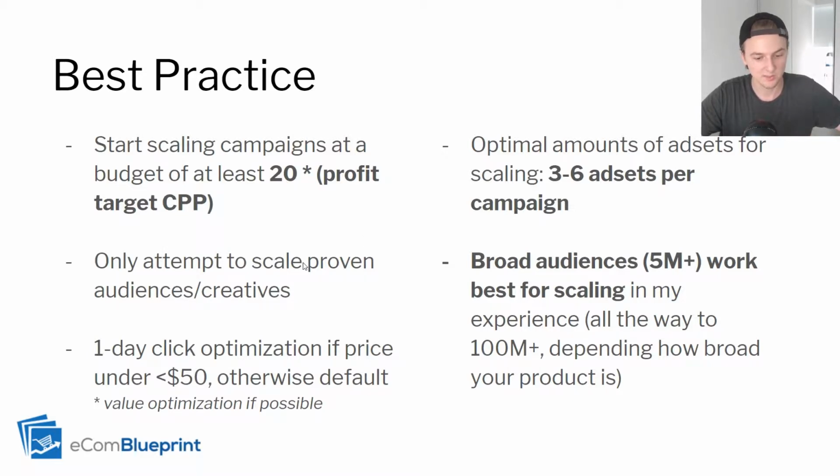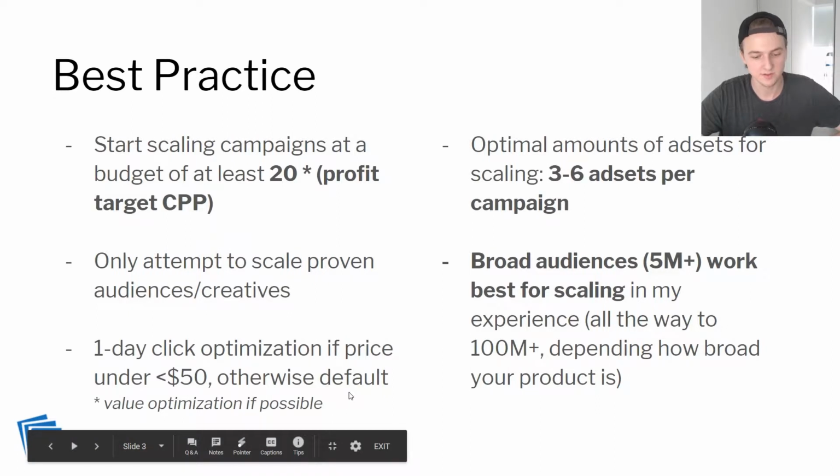You only want to attempt to scale proven audiences and creatives. I've already talked about this. One-day click optimization if the price is under $50. Otherwise, just leave it at default. And I put here value optimization if possible. I'm going to be talking about this a little bit more later in this lesson, but some people will have access to value optimization, and this works really well if you have access to it.